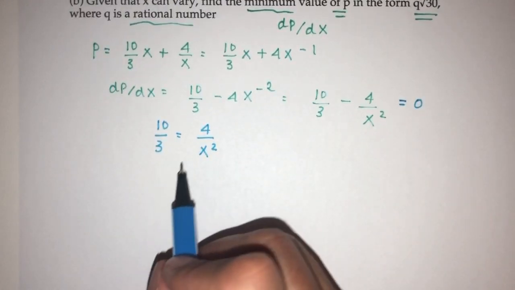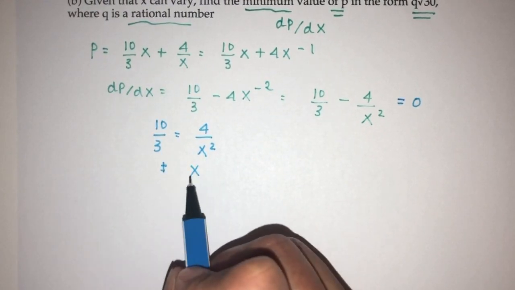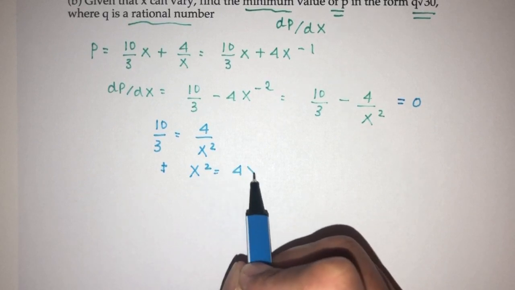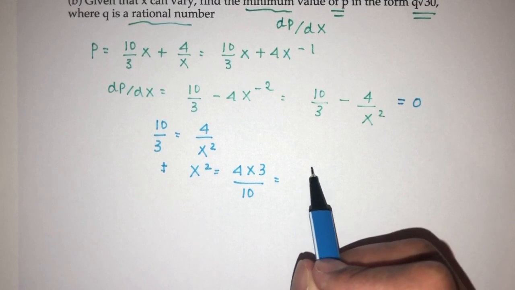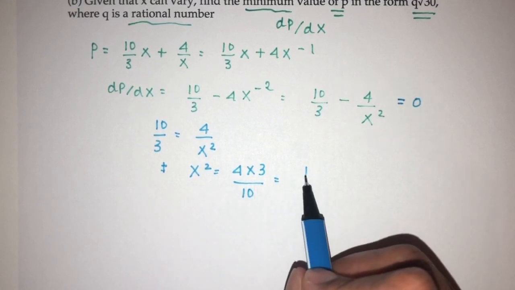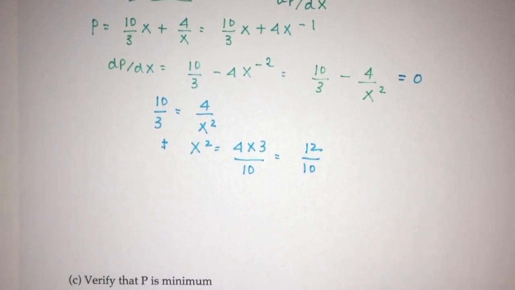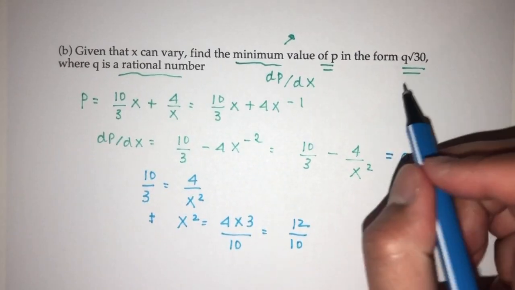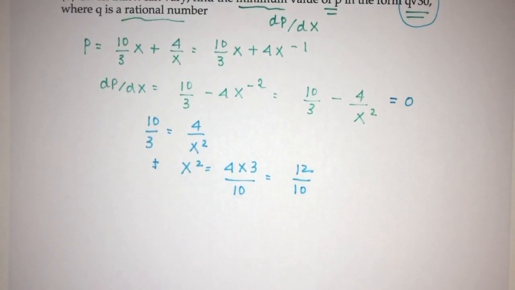Cross multiply, or send this here, so we have x squared, that will be 4 times 3 divided by 10. That will be 12 over 10. Now we have to simplify and express in this form, right? So let's see what can we do.